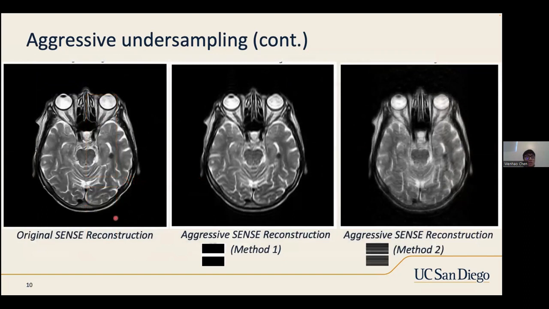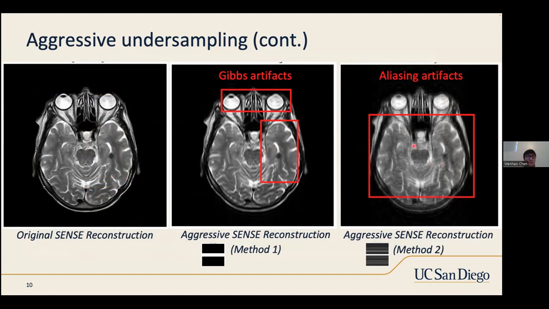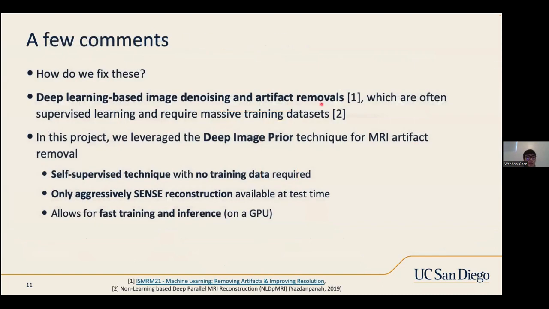This slide shows the effects of aggressive undersampling on SENSE reconstruction. As you can see, the ringing and the aliasing artifacts are still there. Now, our interest is how we can fix these artifacts. One solution is artifact removal on the SENSE reconstruction with deep learning.